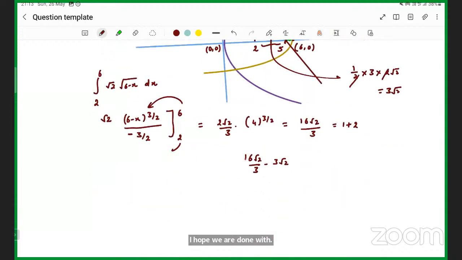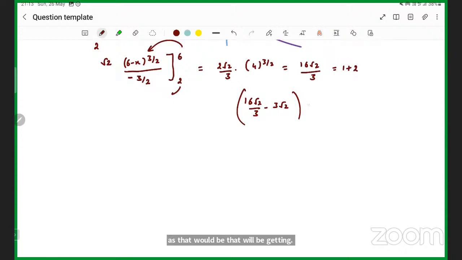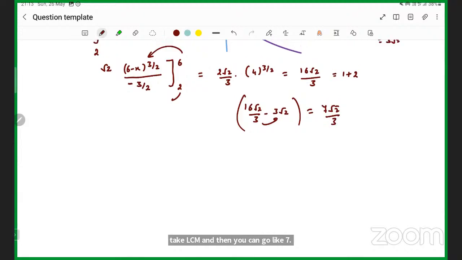Yeah, so that's the final answer. This is the required answer that we will be getting. In case you want to further simplify this, you can take the LCM and then you can go like 7 root 2 by 3 is the required area.